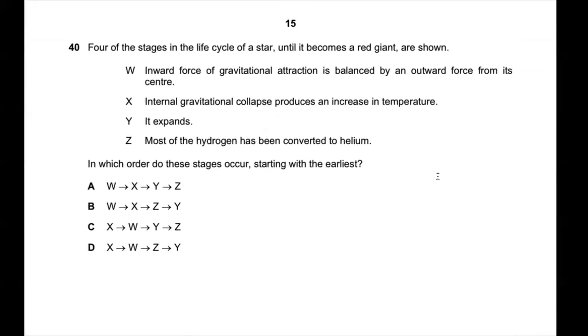All right, for T, you have to predict the correct order of stages. 4 of the stages in the life cycle of a star until it becomes a red giant is shown. Inward force is balanced by an outward force. So we know this has to do with the stable life cycle of a star. Internal gravitational collapse produces an increase in temperature. So the inverse gravitational collapse we know is a later stage. It's definitely after this. And it expands, and most of the hydrogen has been converted to helium.